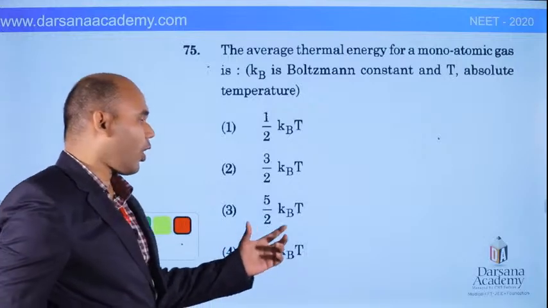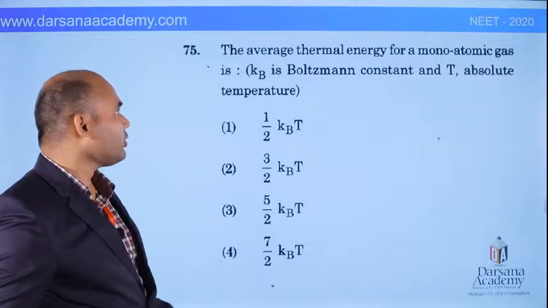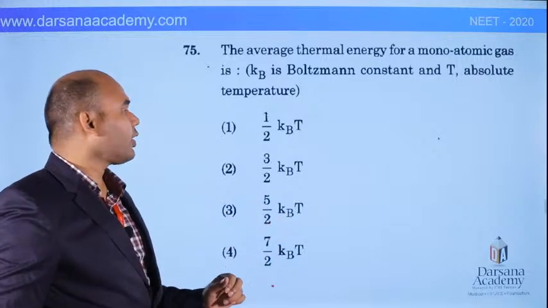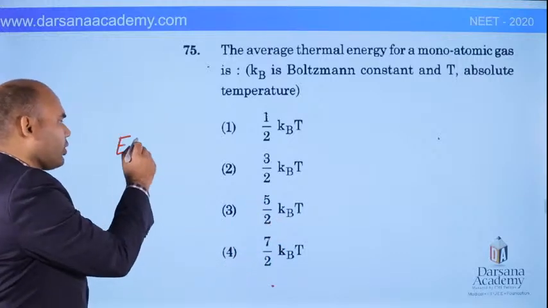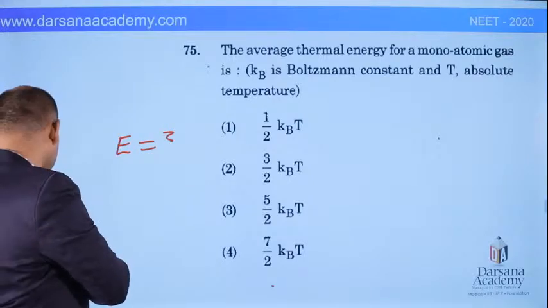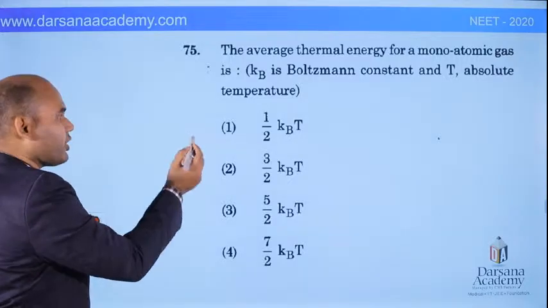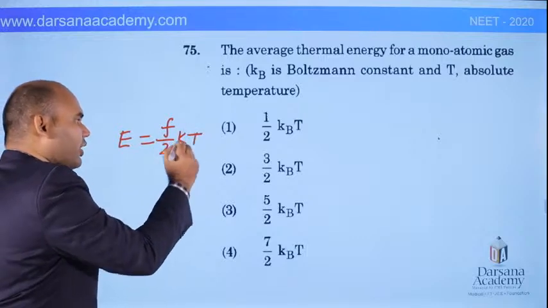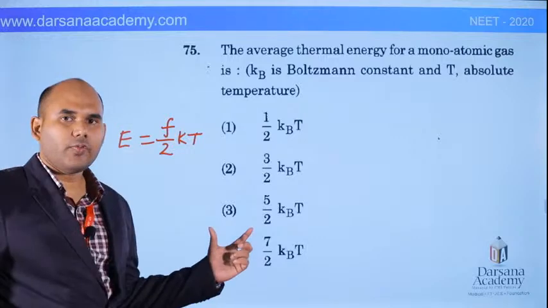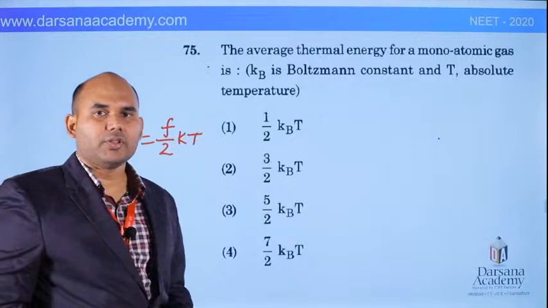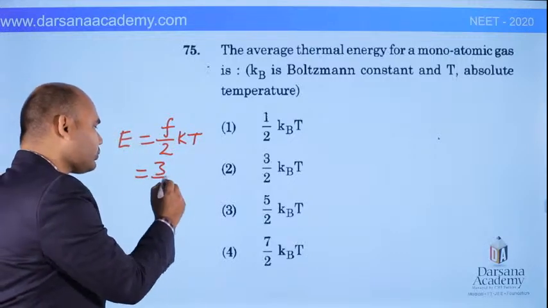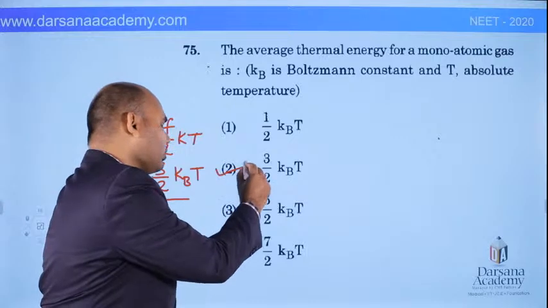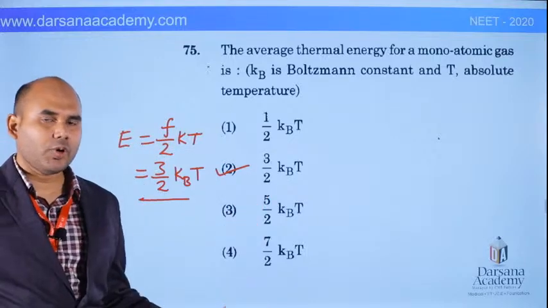So this is the last problem from my side. You can see they are asking the average thermal energy of a single particle of a monoatomic gas. So what is the energy? Simply E equals f by 2 kT. k is the Boltzmann constant and f is the degree of freedom, and for a monoatomic gas it is simply 3. So the answer will be 3 by 2 k_B T. So which option is correct? Second one. Okay. Hope you understand this problem.